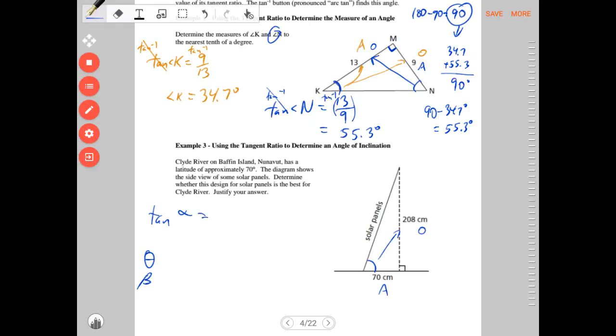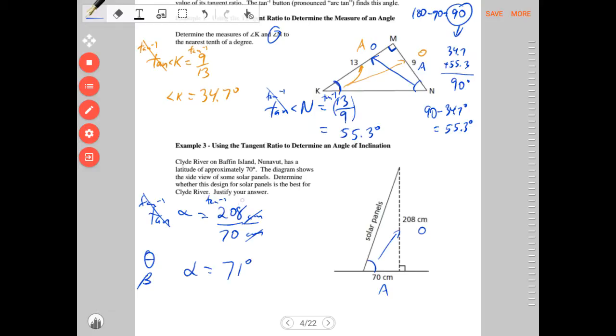So tan alpha equals opposite over adjacent. The opposite is 208 divided by 70. If we put the units in, centimeters over centimeters, the units just cancel anyway, so not a problem. Then of course we have to arctan this. So that cancels, and then arctan that. Our angle, when we type that in, works out to 71 degrees.